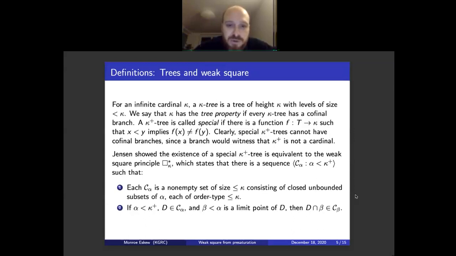All right. So the key is that we were first interested in the tree property, but weak square allows for a very concrete witness to the failure of the tree property to be constructed.